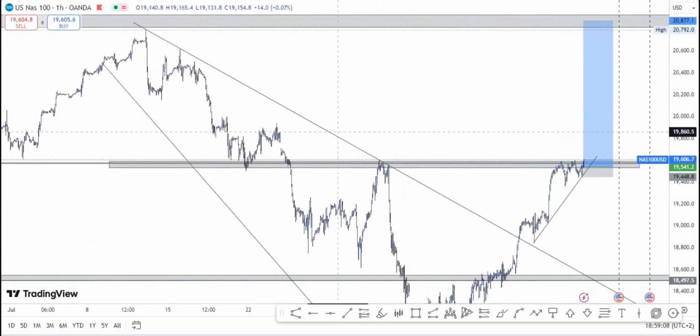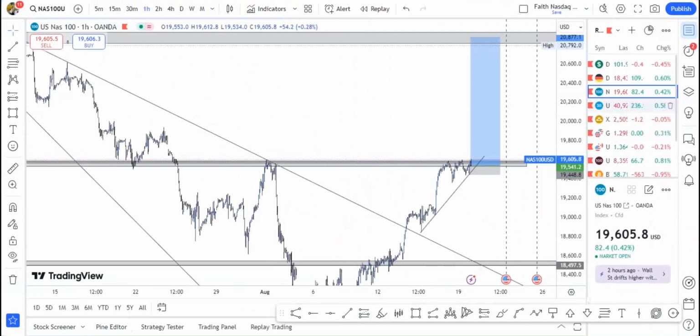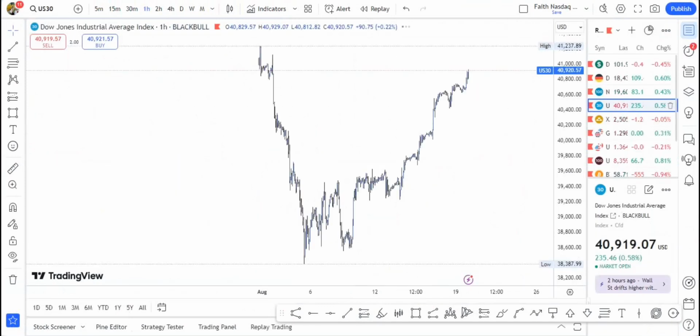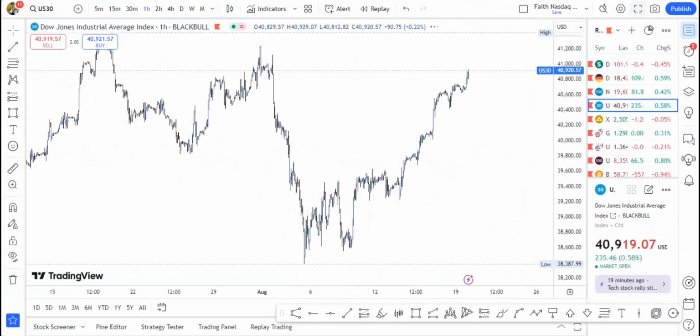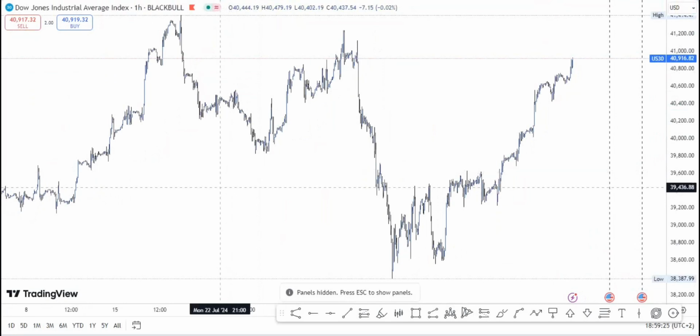So yeah, guys. So now let's jump to US30, guys. Let's see what's happening on the US30. Let's go for US30, guys. Let's see. Yeah, guys. This is US30.